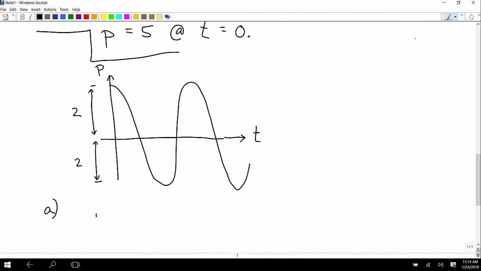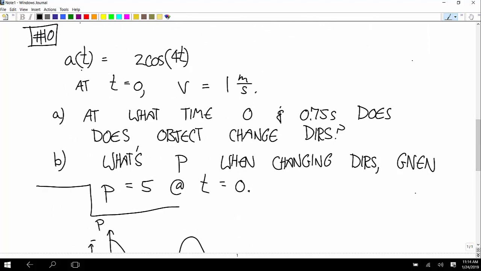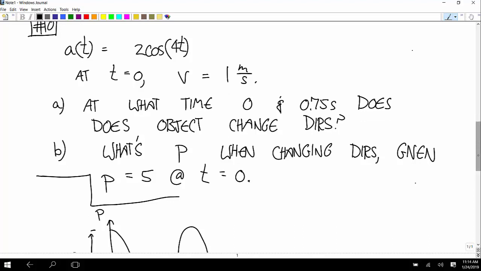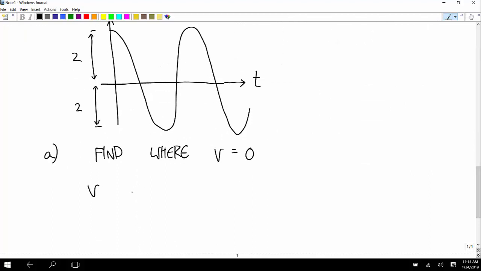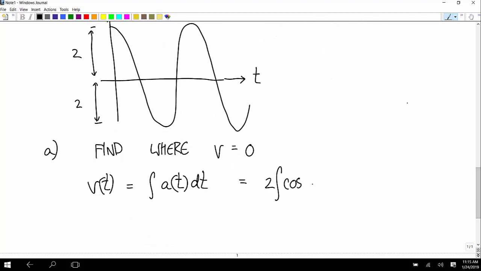So for part A, find where the velocity is equal to 0. To do that, we're going to have to use that acceleration to find the velocity. Do we have to differentiate or integrate? Right, we have to integrate. So the velocity as a function of time is the integral of the acceleration as a function of time with respect to time. And so that's the integral. I'll pull out the constant. And we have cosine of 4t dt.